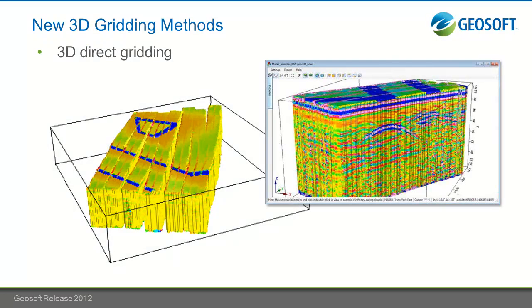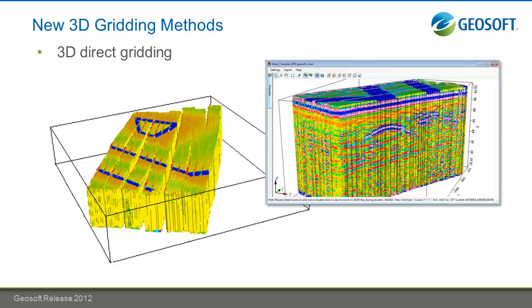As we work more in a 3D environment, we've been adding some 3D gridding methods. Last year, kriging was available as a 3D gridding method. However, it can be quite time-consuming and can take up a lot of time if you've got a larger area. This year, we've added direct gridding and inverse distance weighted gridding for your 3D datasets.